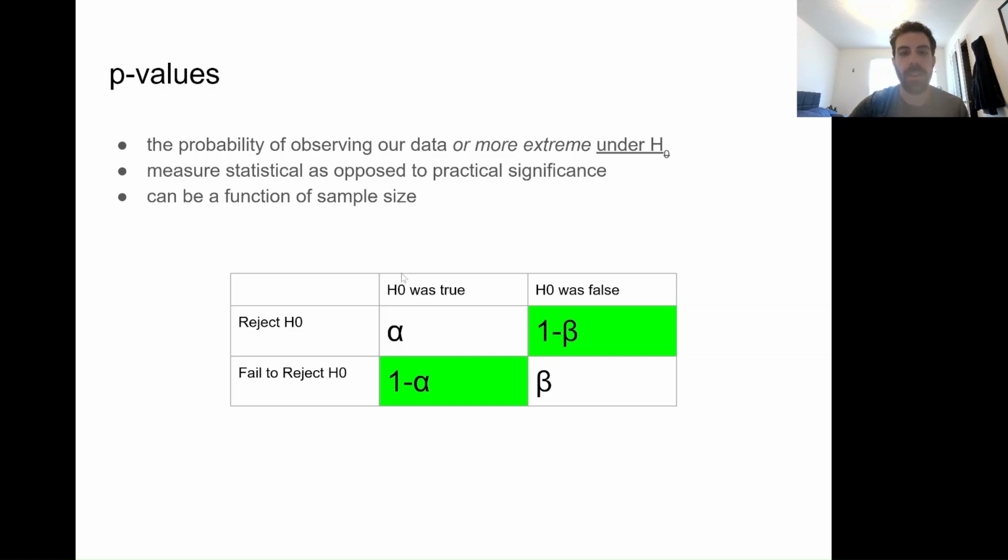On the other hand, if H0 is true and I fail to reject the null, I made the right decision. That's why this is colored in green. And that's going to happen 1 minus alpha percent of the time. So if alpha is 5%, that's going to happen 95% of the time.